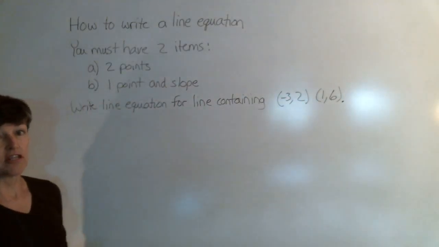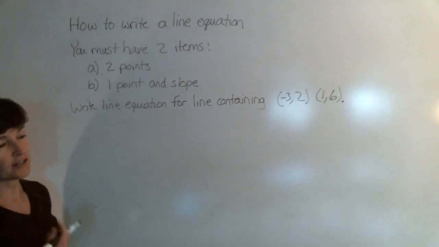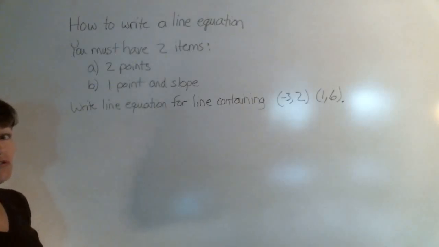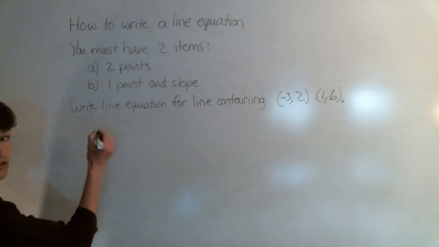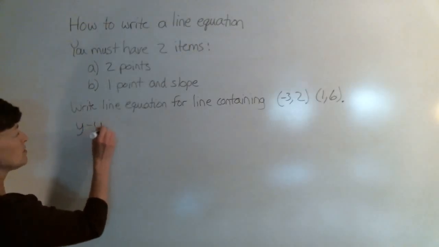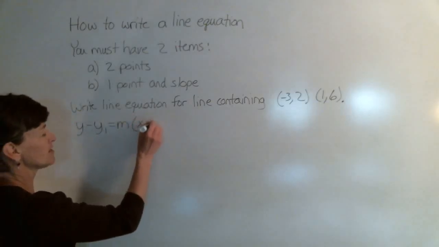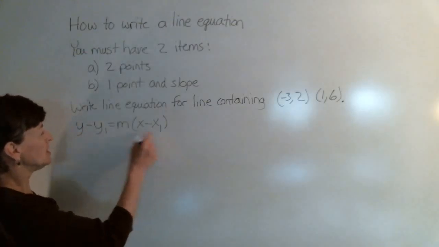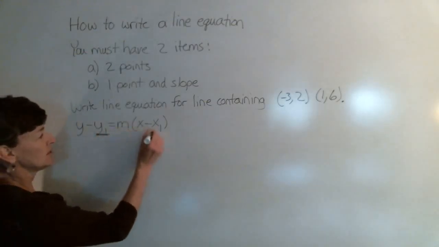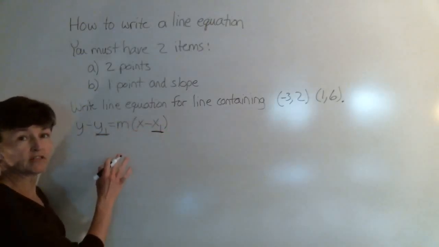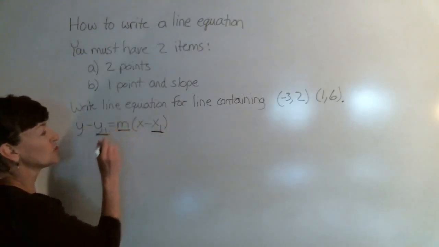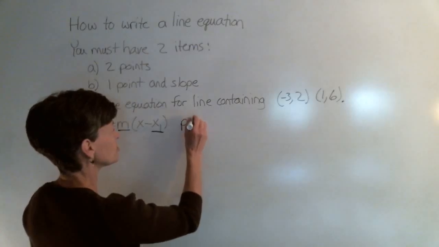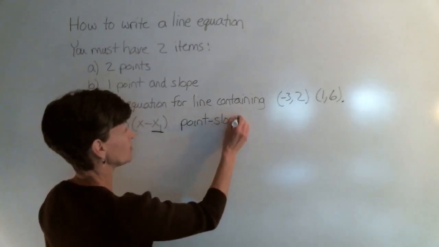Okay, now the second thing you need to know when you're writing line equations is that there's really 4 different types of line equations, but we're really only going to concern ourselves mostly with these 3 types. The first type is y minus y1 equals m times x minus x1. It contains the point x1, y1, which can be any point on that line, and it contains the slope. So this form is called the point-slope form of a line equation.